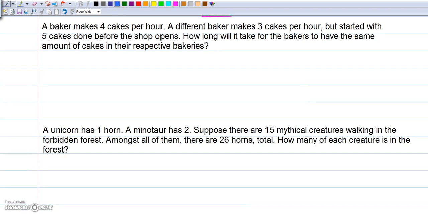It says a baker makes 4 cakes per hour. A different baker makes 3 cakes per hour. But that person started with 5 cakes done before the store even opened. I want to know how long is it going to take for the bakers to have the same amount of cakes in their respective bakeries. This is the hardest problem out of all of these today.